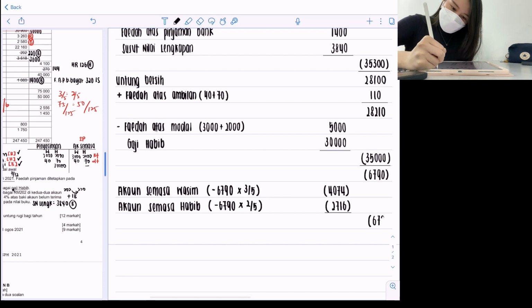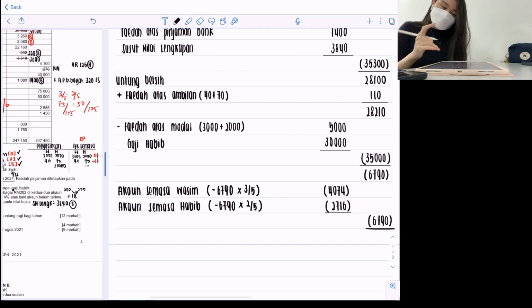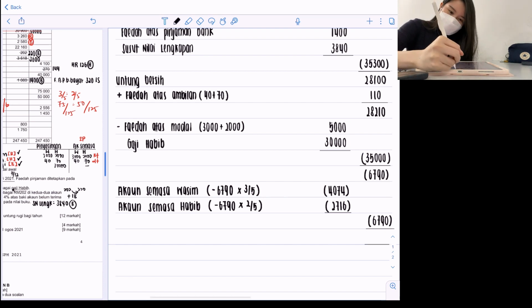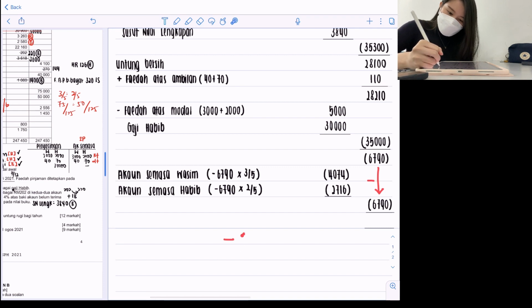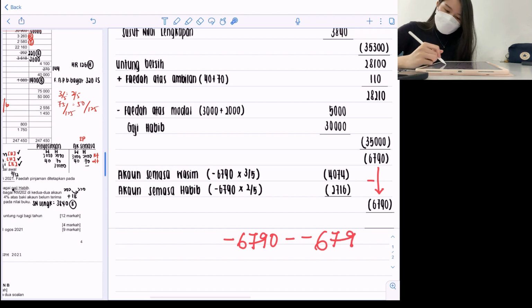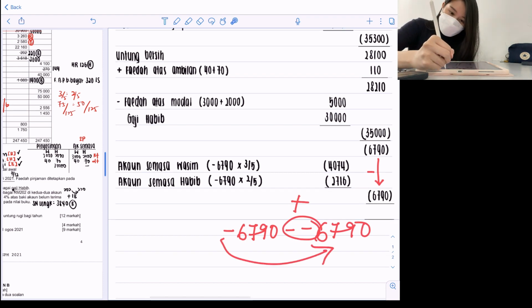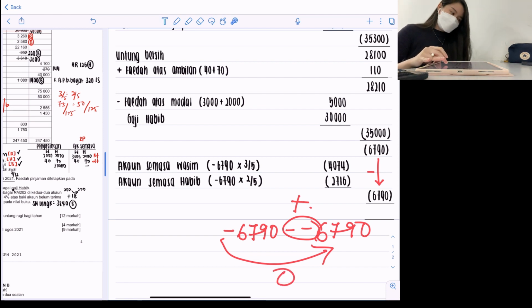At this moment, do not worry that you would have to add them together. Because usually at this stage, we were supposed to minus. So can you imagine negative 6790 minus negative 6790? Isn't it that this becomes positive? So as we do that, negative, positive, it becomes 0. So that is exactly what we wanted for the answer. That's it. We have done with part A.